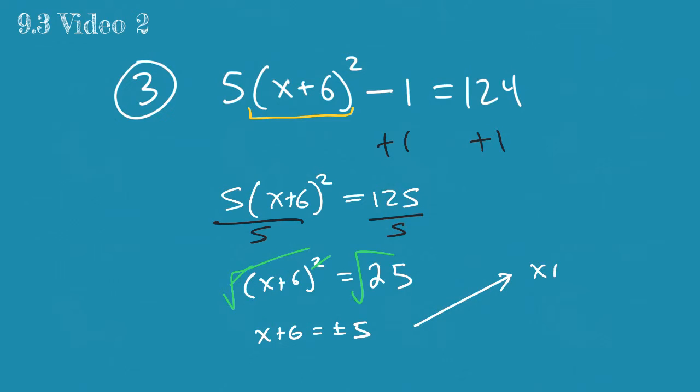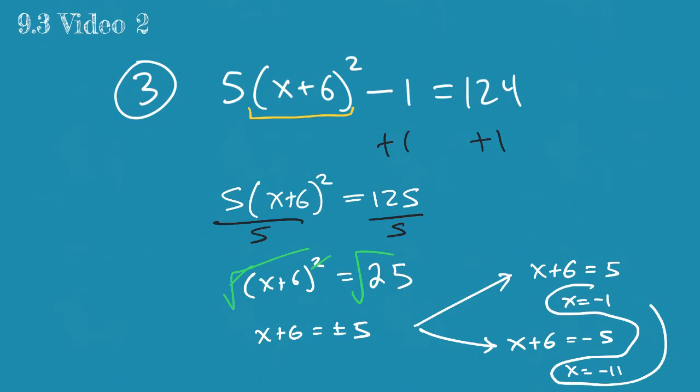So I'm going to get x plus 6 equals 5, and x plus 6 equals negative 5, which gives me my two answers of x equals negative 1 or x equals negative 11. There's my two answers. Continuing on.